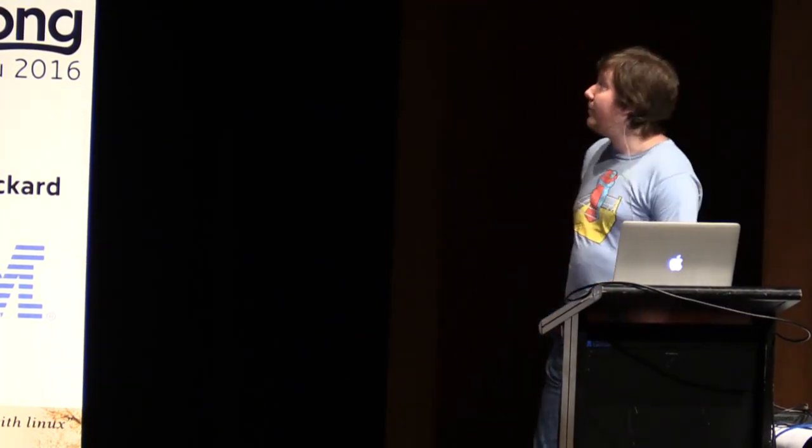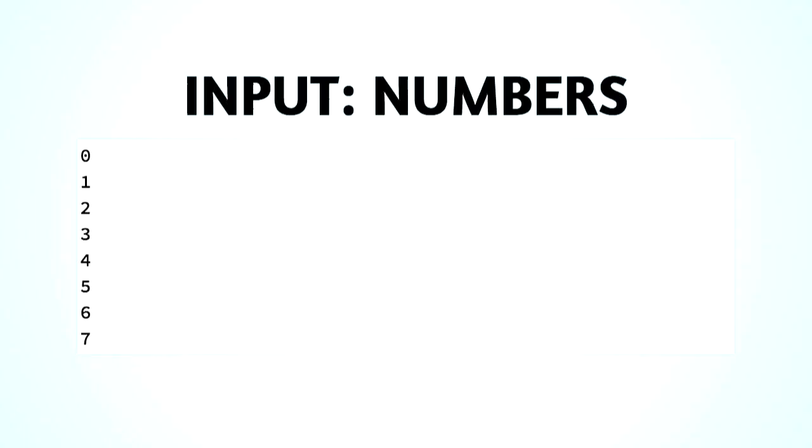The next input is numbers. In actual fact, it's a file of numbers from 0 to 235,885 to make it the exact same size as the words input. This is particularly interesting for collisions because there's even less entropy in the numbers set. It's only ever going to be 0 to 9. So there's only 10 possible characters that are coming in as input.